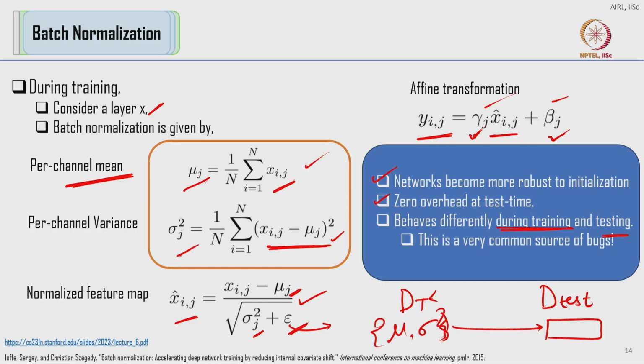But if the distributions of both of these sets are very different, then this is not good. This is a common source of bugs, or a common reason why models do not generalize to an extremely different test set, because mu and sigma are something which are sampled from the train set.